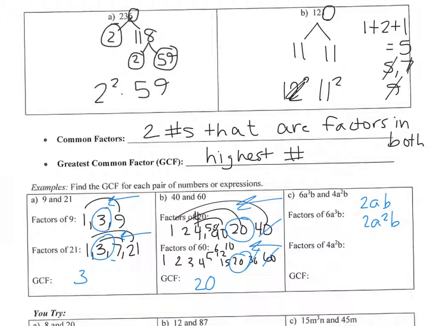So what you do is you look at the factors of 6 and 4. 6 has 1, 2, 3, and 6. 4 has 1, 2, and 4. So the greatest common factor of 6 and 4 is 2. Now when you look at the variables, they have to have the same variable, which they both have, a. So you're going to take the lower exponent of the two. And then you look at the b's, b and b. So that's just going to be a b.